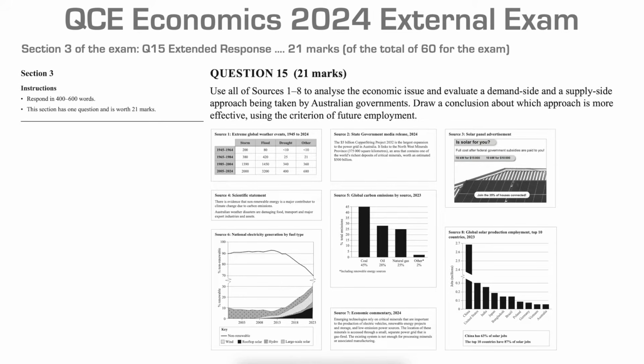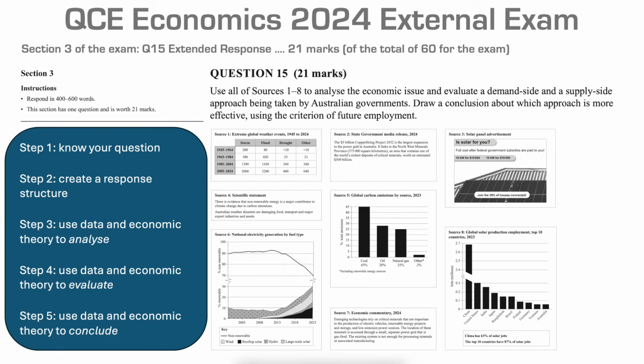Use sources 1 to 8 to analyse the economic issue, evaluate a demand side and a supply side approach being taken by Australian governments. Then draw a conclusion about which approach is more effective using the criterion or the perspective of future employment. Here's the structure I'm going to use today.